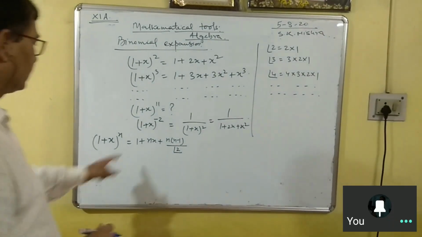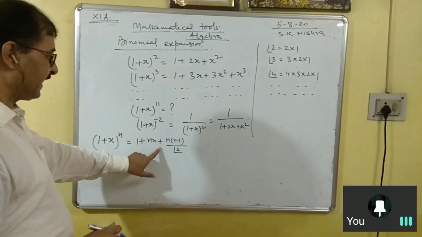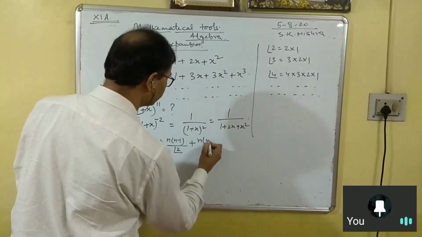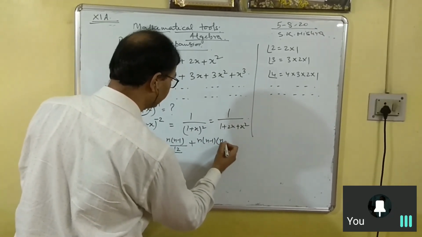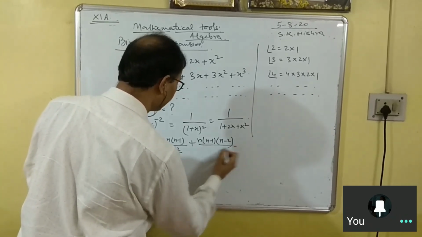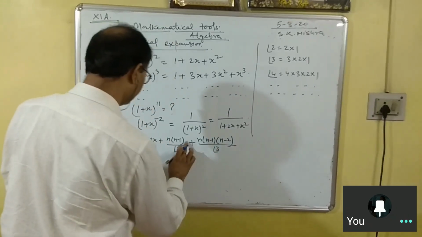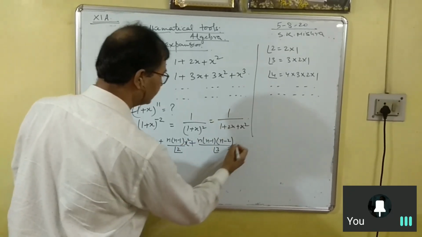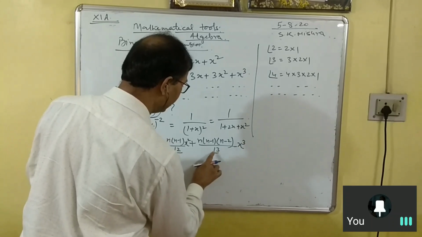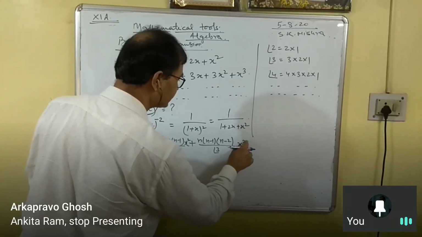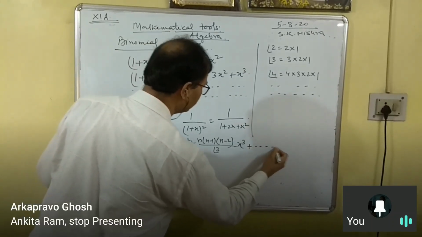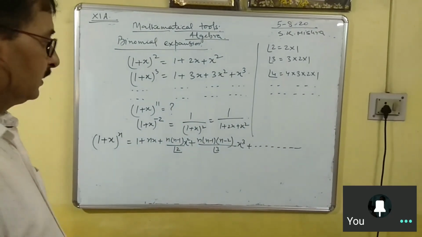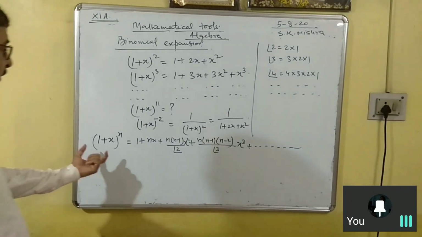Okay. Now 1 plus nx plus n(n minus 1) by factorial 2, x square, plus one more term multiplied by n minus 2 by factorial 3, x cube. See, the denominator is factorial 3, then the power is x cube. In a similar way you may have many terms depending upon the value of n. So just check whether this formula is correct or not.